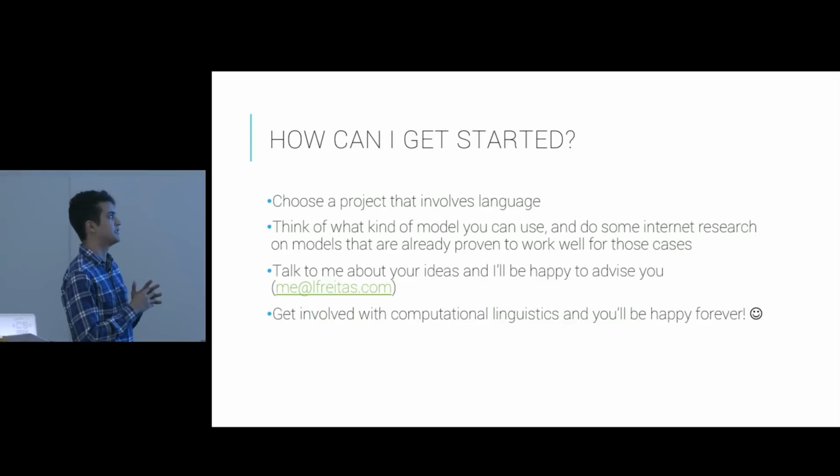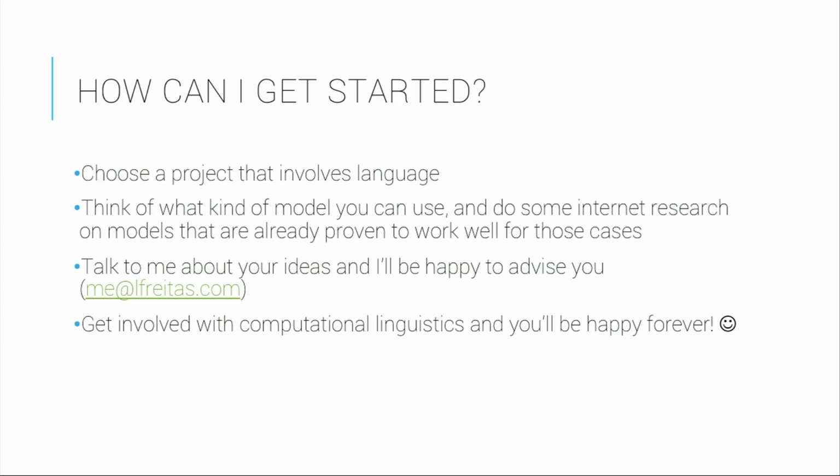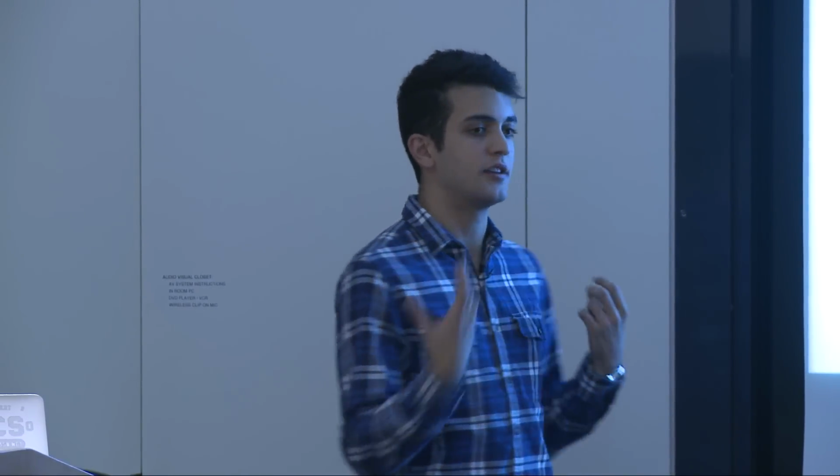Okay, so how can you get started if you want to do something in computational linguistics? First, you choose a project that involves language. There's so many out there, so many things you can do. Then you can think of a model that you can use. Usually that means thinking of assumptions. When I was thinking of the lyrics, I thought, if I want to figure out who wrote this, I probably want to look at the words the person used and see who uses that word very often. So try to make assumptions and think of models.